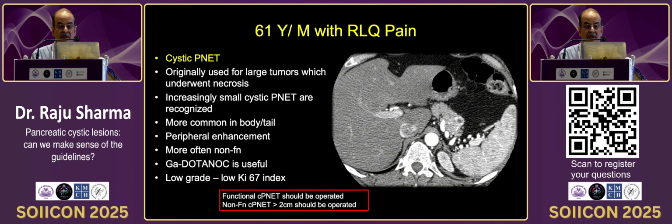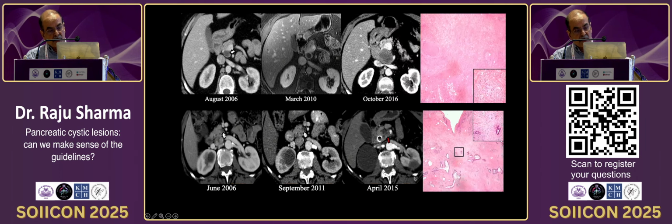Coming to the last category of cystic lesions, there is also an entity called the cystic neuroendocrine tumor. You can have small lesions. The feature here which gives it away is the peripheral rim enhancement. When you see a small cystic lesion with peripheral rim enhancement, always keep the differential of a cystic neuroendocrine tumor. These are most often non-functioning tumors, and they are positive on Dotanoc PET CT, so that may be a useful investigation to do in these.